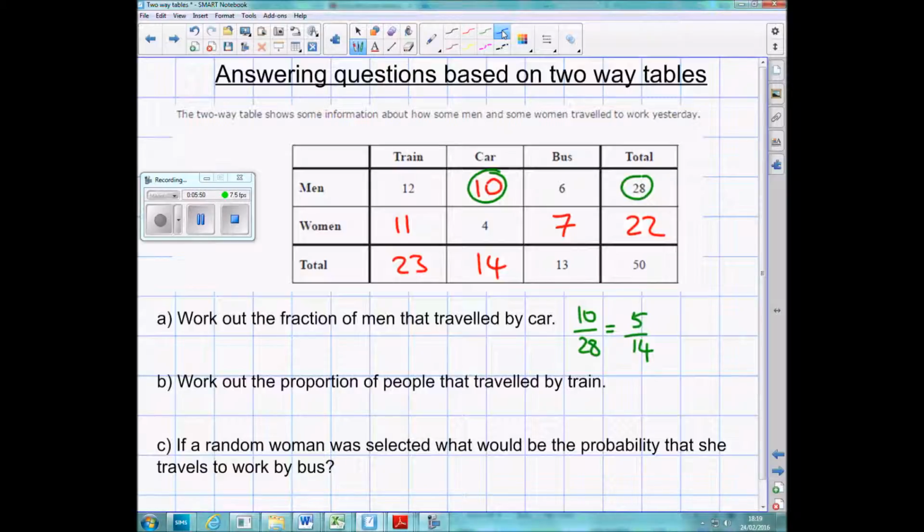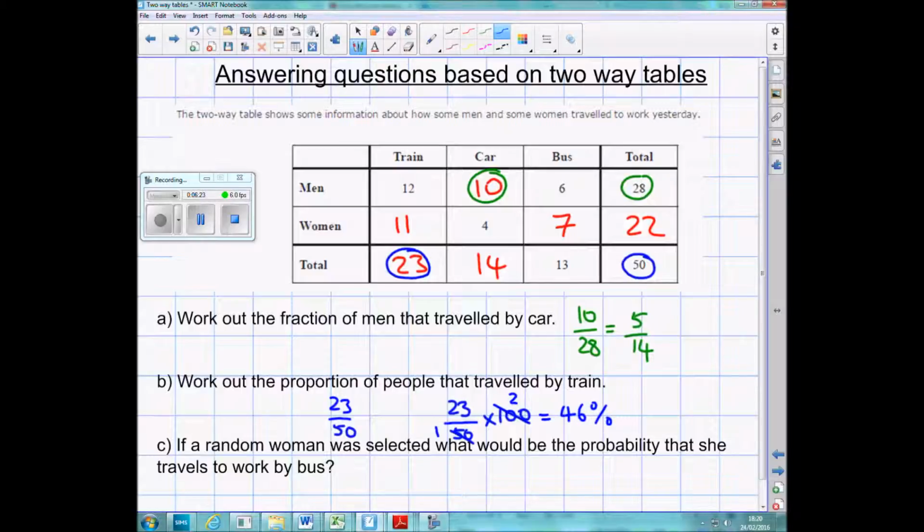So the proportion of people that travel by train, there are 23 out of 50. So 23 out of 50 would be the fraction. If we wanted to do this as a percentage, it's not going to be too hard. We just times it by 100. And luckily for us, 100 and 50 both will cancel. So 50 goes into both. So there's 1 and 2. So this calculation becomes 23 times 2, which is 46%.